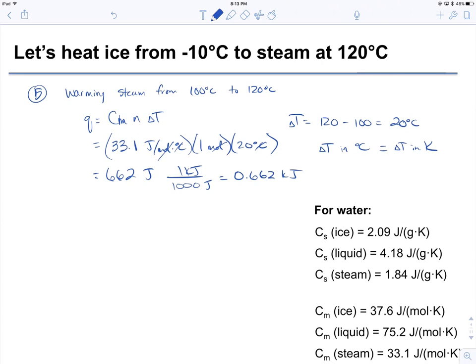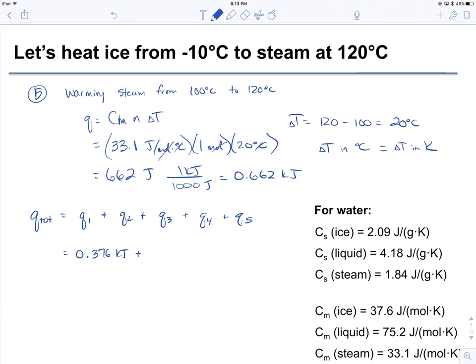And the final thing, now that we know the energy required for each segment of my heating curve, we know that the Q total here, the total heat to go from -10 to 120 degrees Celsius, is going to be equal to Q1 plus Q2 plus Q3 plus Q4 plus Q5. So if we go back and get all the numbers, which I have written down, and this is why we converted all to kilojoules. You could have converted to joules, but depending on the magnitude of the numbers, kilojoules is oftentimes a little bit easier.